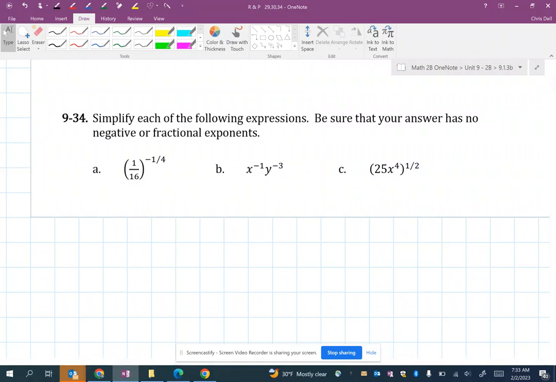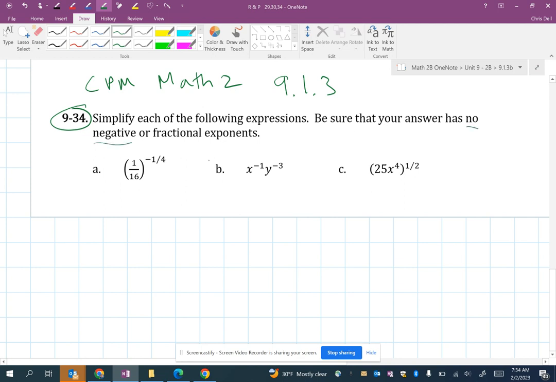We are looking at applying some exponent rules with negative and fractional exponents. So this is a problem. These examples I'm pulling from CPM, the Integrated Math 2 curriculum, section 9.1.3, number 9-34. It says, simplify each of the following expressions. Be sure that your answer has no negative or fractional exponents.